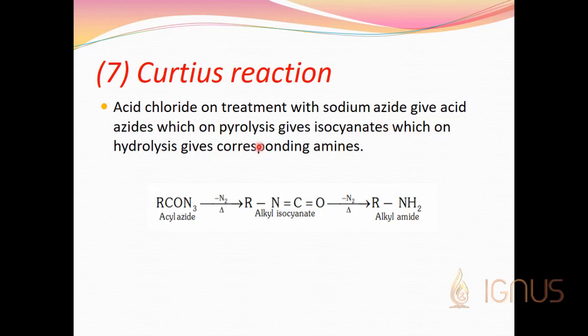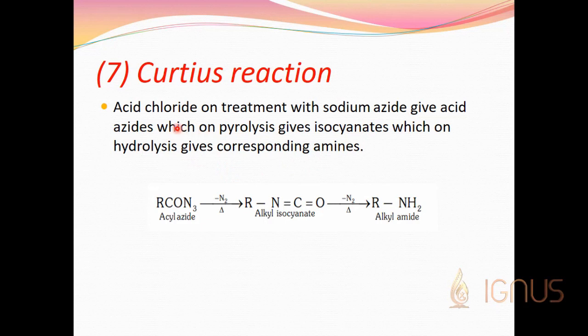And when we treat acid chloride, for example CH3COCl, with sodium azide, it will give acid azides. This is an acid azide, which on pyrolysis, meaning heating at high temperature, gives isocyanate, which on hydrolysis you will be getting the corresponding amines.